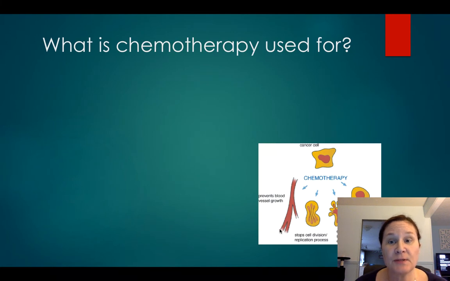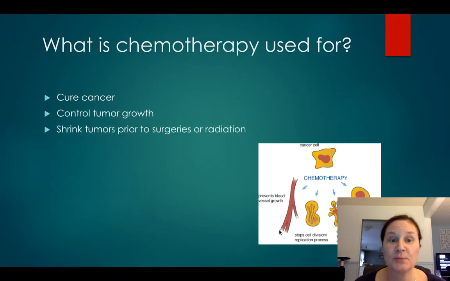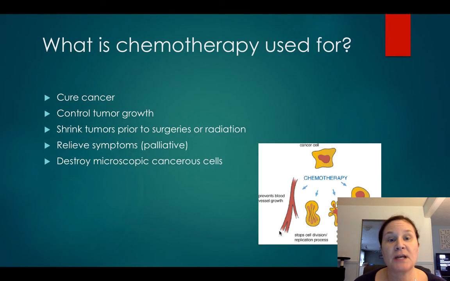So what is chemotherapy used for? To cure cancer, control tumor growth, shrink tumors prior to surgery or radiation, relieve symptoms such as palliative care, and destroy microscopic cancer cells. So I put a little diagram there for you. You can see the cancer cells. There are different ways that chemotherapy can destroy them: by preventing blood vessel growth, stopping cell division, causing spontaneous cell death, or creating a non-dividing cell by altering cell structure.